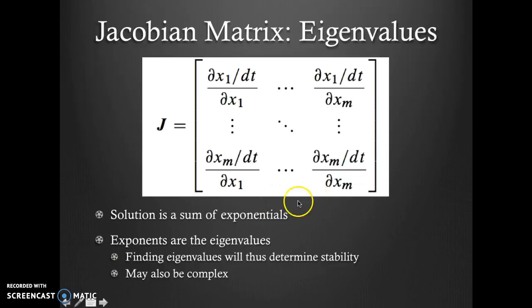The solution to this is also a sum of exponentials, as we saw before. So the exponents are the eigenvalues. If you calculate the eigenvalues of this Jacobian matrix and all the eigenvalues are negative, you will determine that it's stable. If they're not, it will be an unstable system.